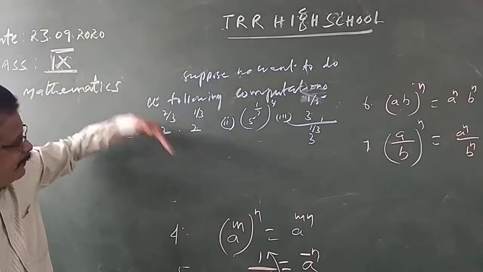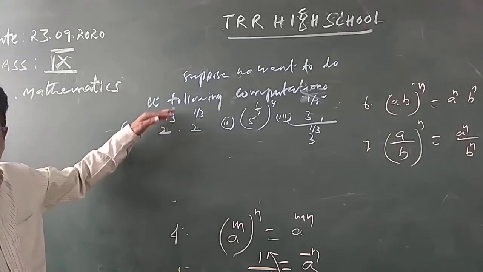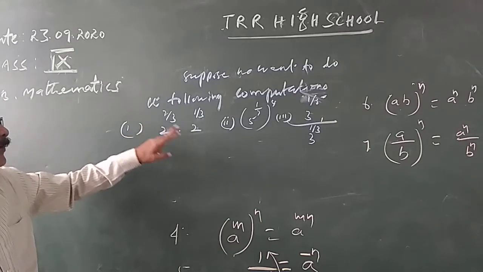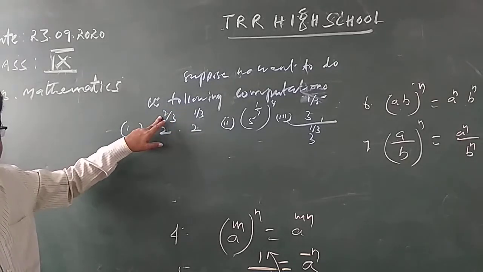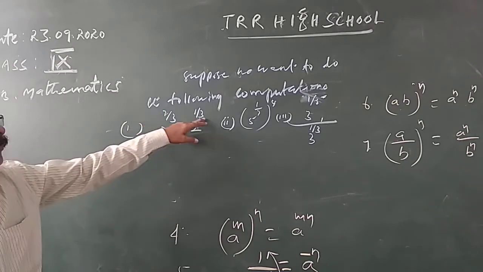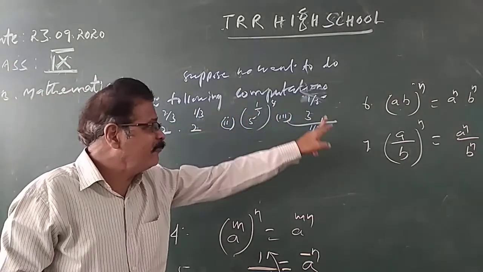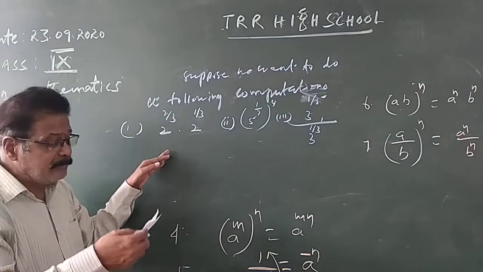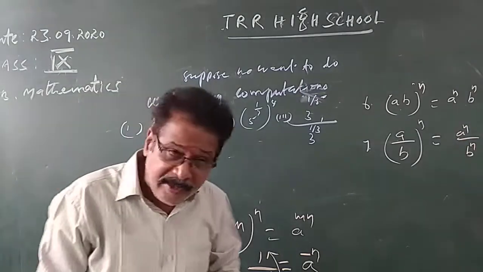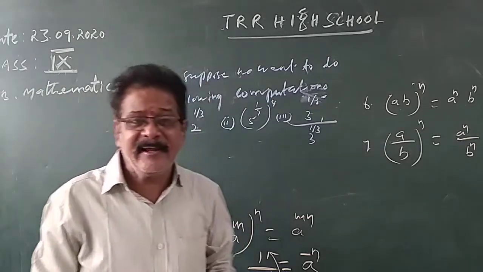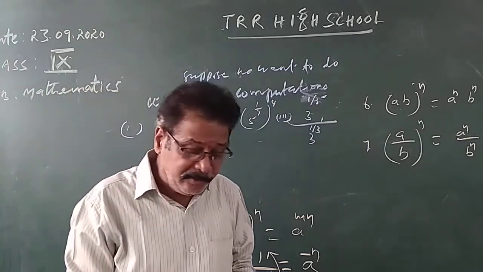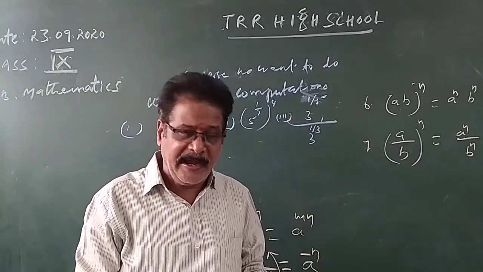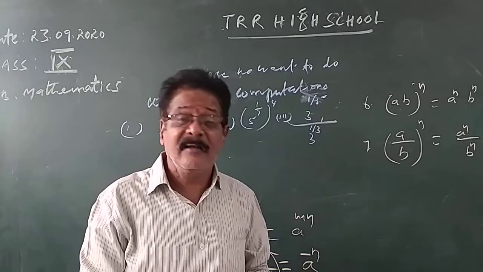So in whatever examples are given, these exponents are rationals. Here, 2 to the power of 2 by 3 into 2 to the power of 1 by 3, the exponents are in rational form, 2 by 3 and 1 by 3. Here 1 by 7, here 1 by 5 and 1 by 3. So thus there is a need to extend the laws of exponents to bases as real numbers and exponents as rational numbers.